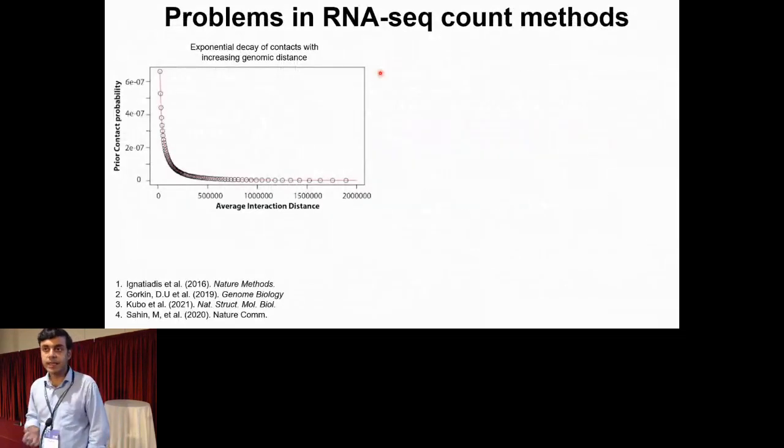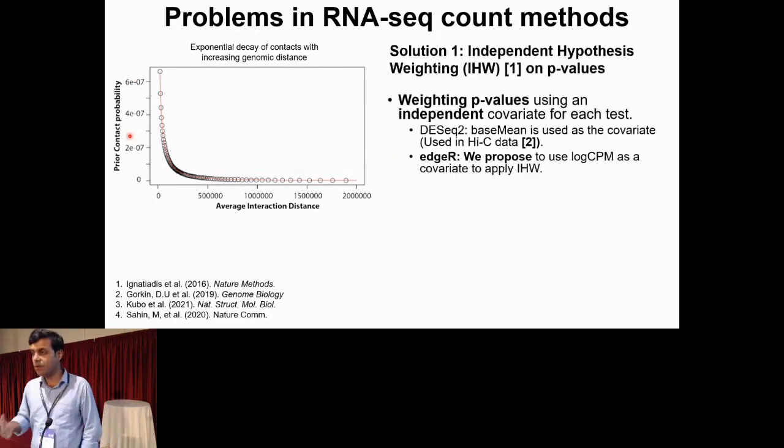Again, there is a distance decay bias. That's another problem in chromatin contact data, that contact probability exponentially decays with increasing genomic distance. And so far, DESeq or edgeR cannot model this distance decay bias. So we have two solutions proposed in the existing literature. One is independent hypothesis weighting, basically weighting the p-values using an independent covariate. For example, in DESeq, we use the base mean as covariate. And we propose that we can also apply IHW on top of edgeR by using the log CPM as covariate.